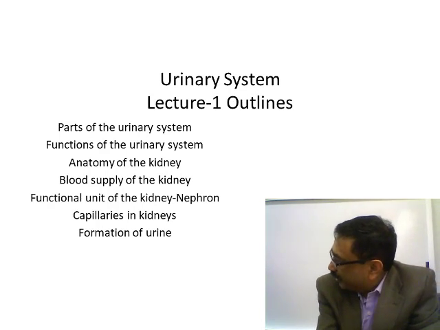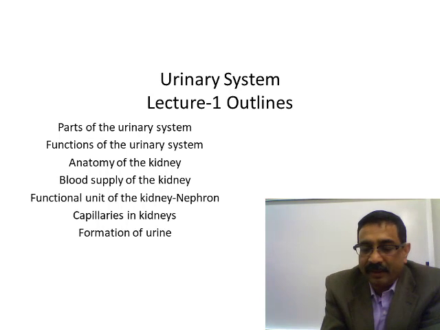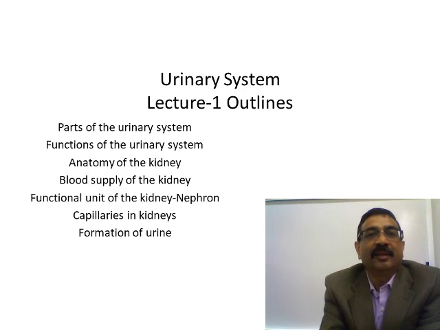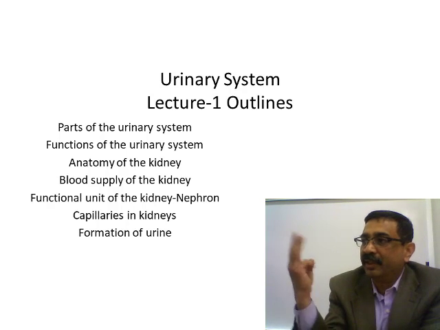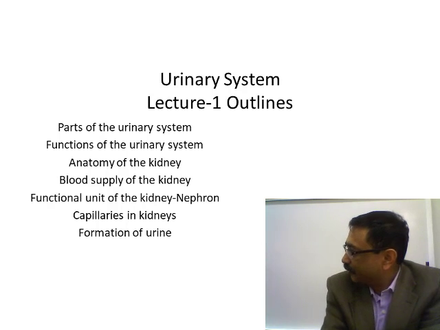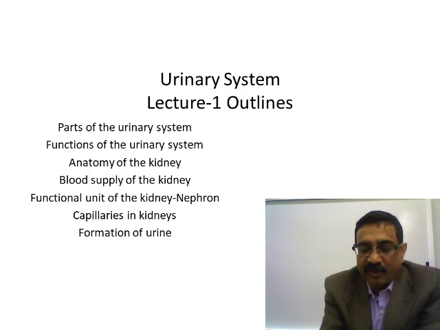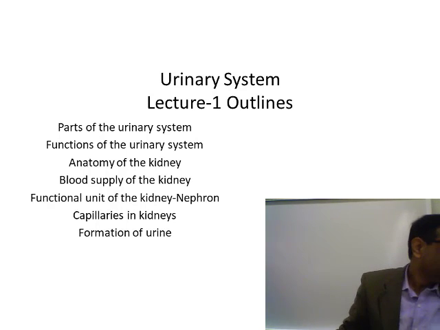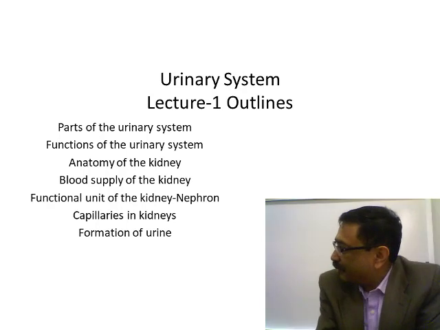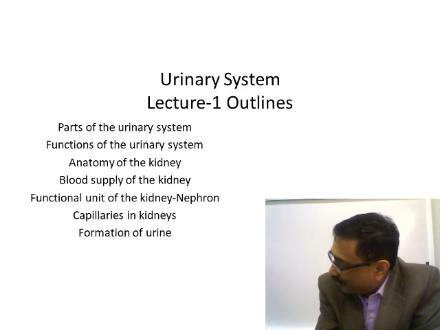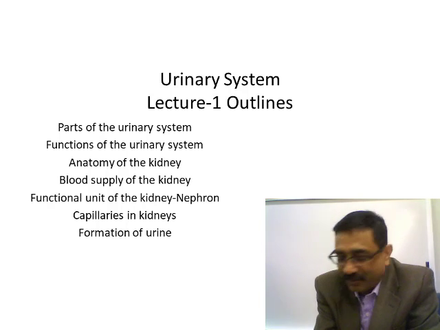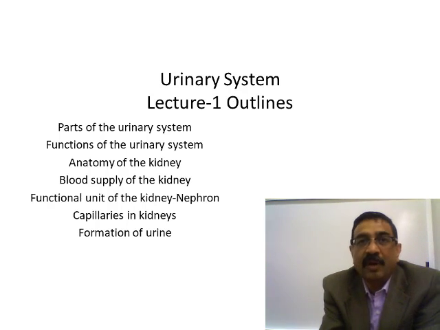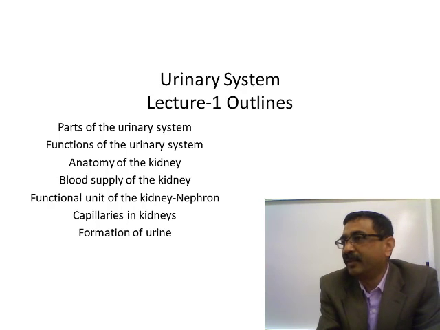We'll talk about the capillaries inside the kidney. 3 sets of capillaries you have inside the kidney. We'll see what are those 3 types of capillaries. Then we'll see the processes of formation of urine. There are 3 processes of urine formation. So 3 sets of capillaries and 3 processes of urine formation. We'll talk about them. So first, the parts of the urinary system.